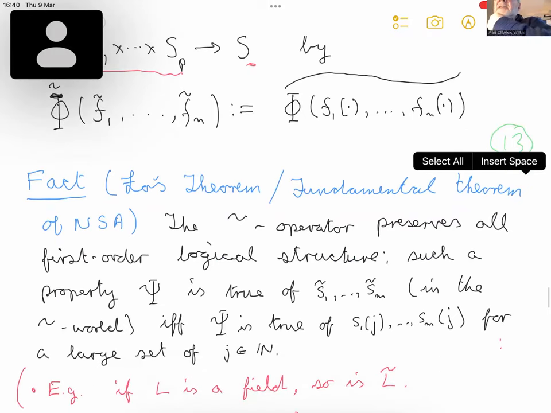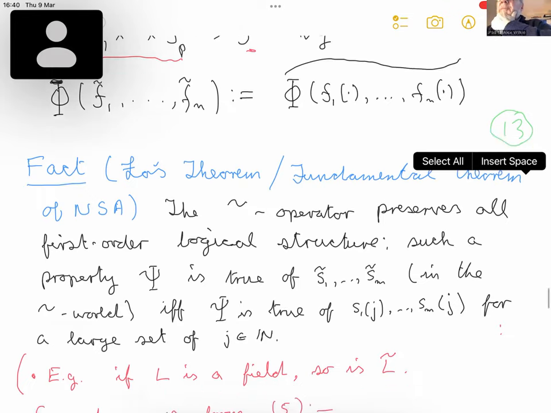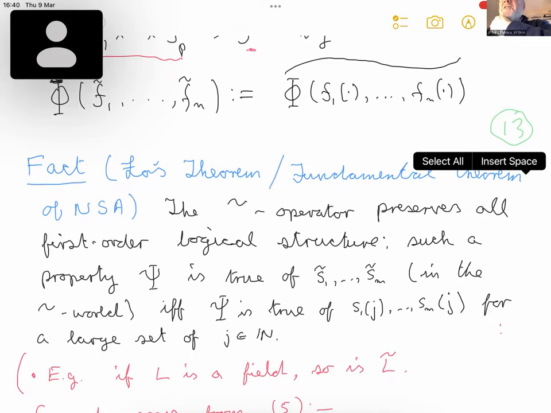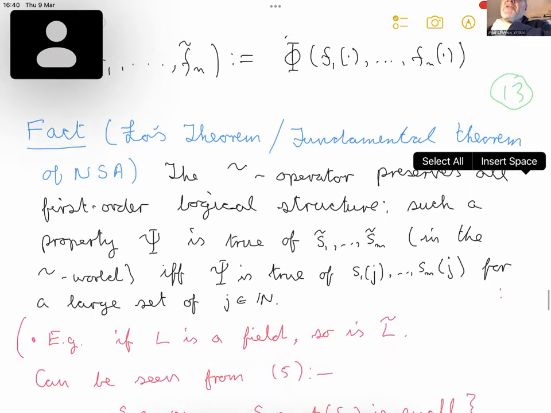Then the theorem about this construction is called Łoś's theorem, or possibly the fundamental theorem of non-standard analysis, about which I'll make a few comments. This star operator preserves all first order logical structure. Such a property, a logical property psi, is true of the sets S_1 tilde up to S_m tilde in the tilde world, if you like, if and only if it's true of S_1(j) up to S_m(j) for a large set of j.